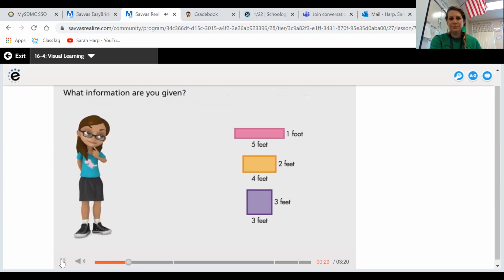What information are you given? All right, so if we look at our shape, what do we know? They've given us the lengths of the sides. So with that information, we can solve two things. We can solve the perimeter because we know with rectangles, the opposite sides are the same length, right? And we know down here, we've got a square. And we know with a square, all four sides are the same length. So the information that they provided for us, we will be able to find both the perimeter and the area because they've given us the side lengths.